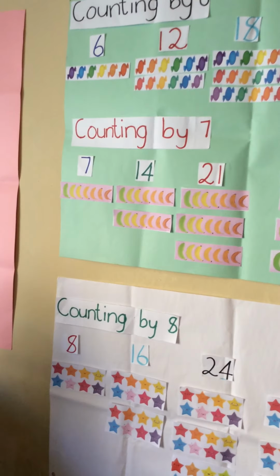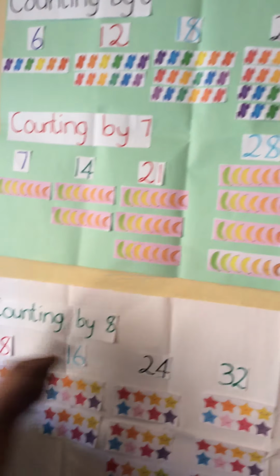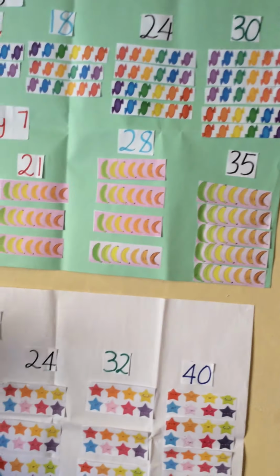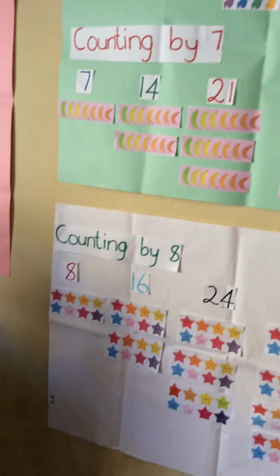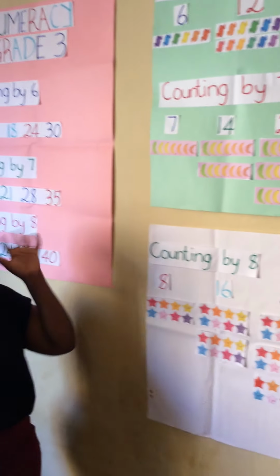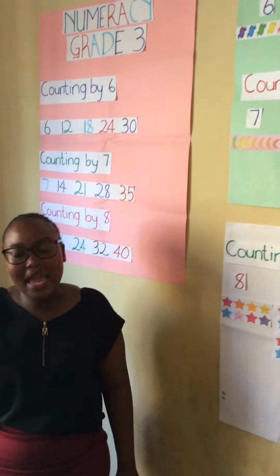And then by 7, it's 7, 14, 21, 28, and 35. Counting by 8, 8, 16, 24, 32, 40. And that is how we count by 6, and by 7, and also by 8.